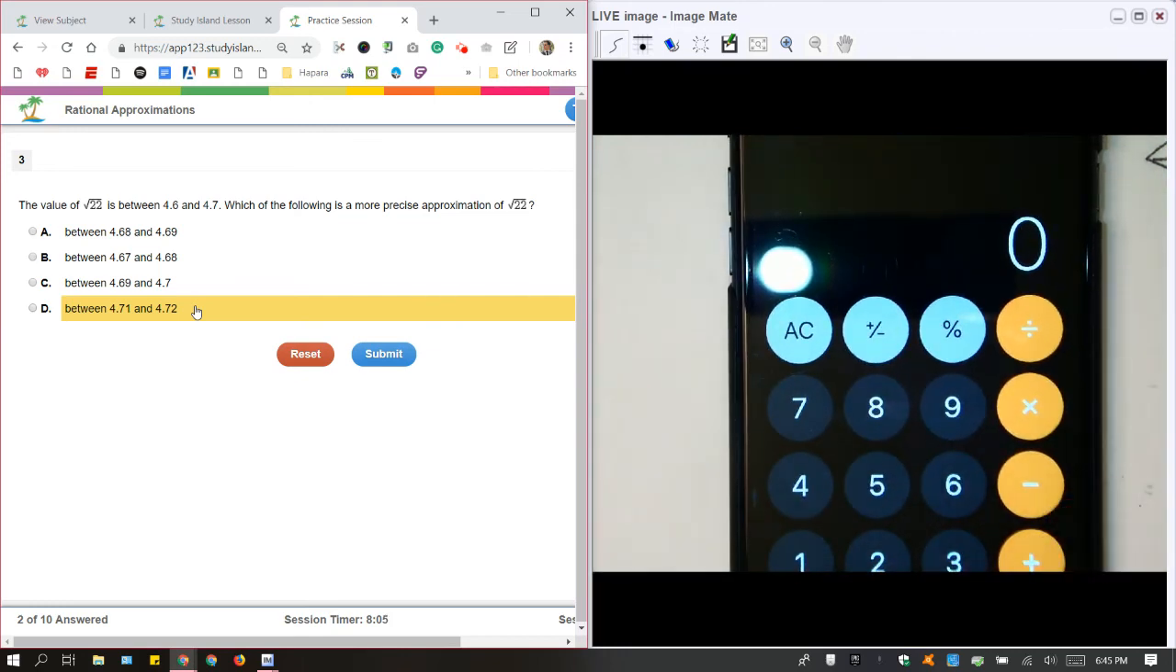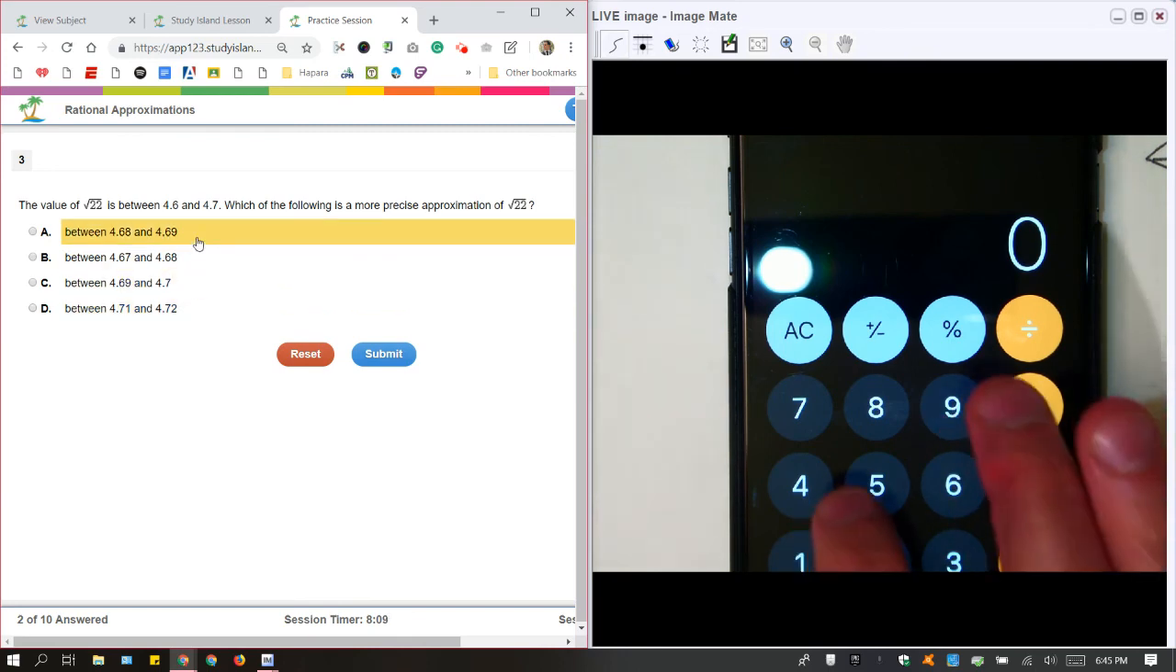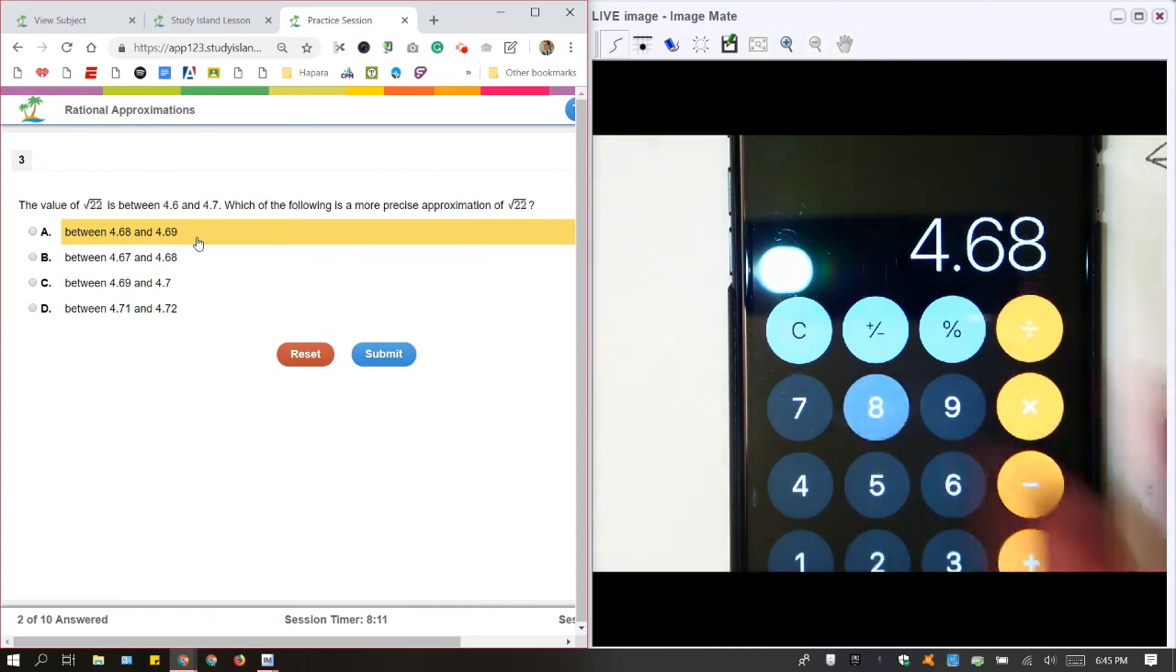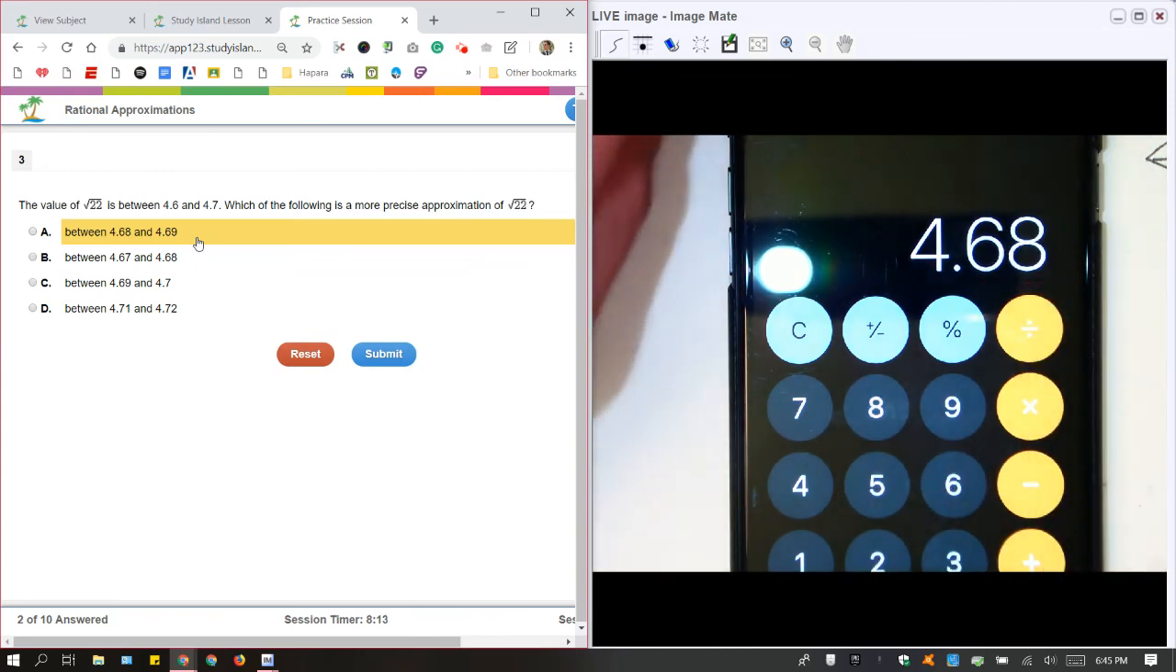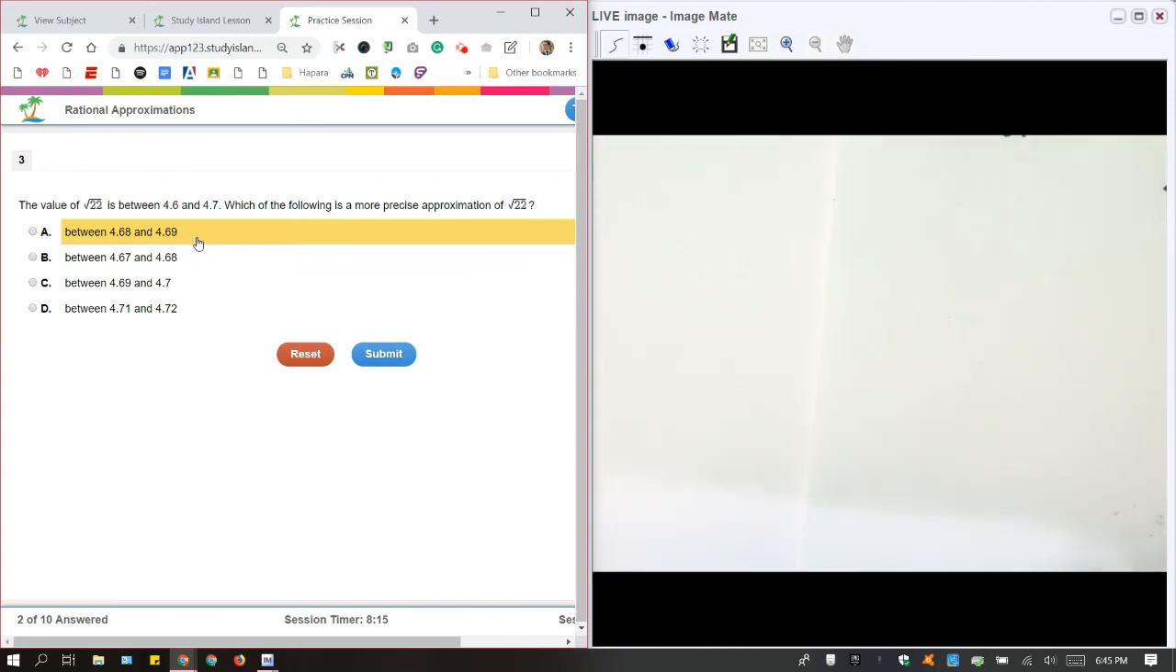A, what does A say? It says 4.68 and 4.69. If I said 4.68 squared, and I'm actually going to rotate this so that I have my squared button. If you rotate your calculator on an iPhone, it'll give you some more options.